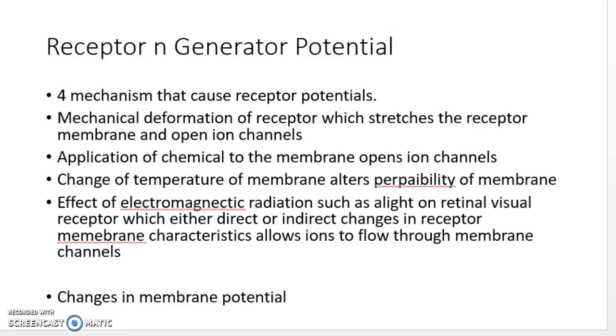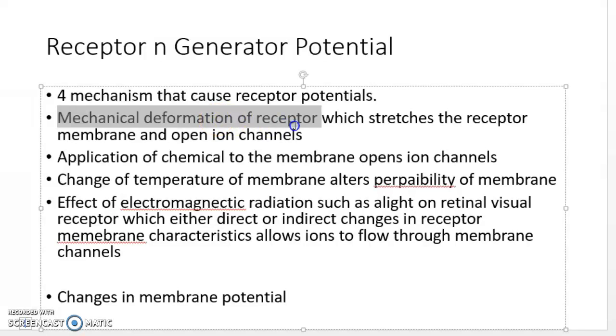So what are these types of receptor potential and generator potential? First of all, we'll talk about mechanical deformation of the receptors. Mechanical deformation of receptors produces the receptor potential, and the generator potential is the opening of ion channels. Another is the application of a chemical to a membrane, and this opens ion channels.